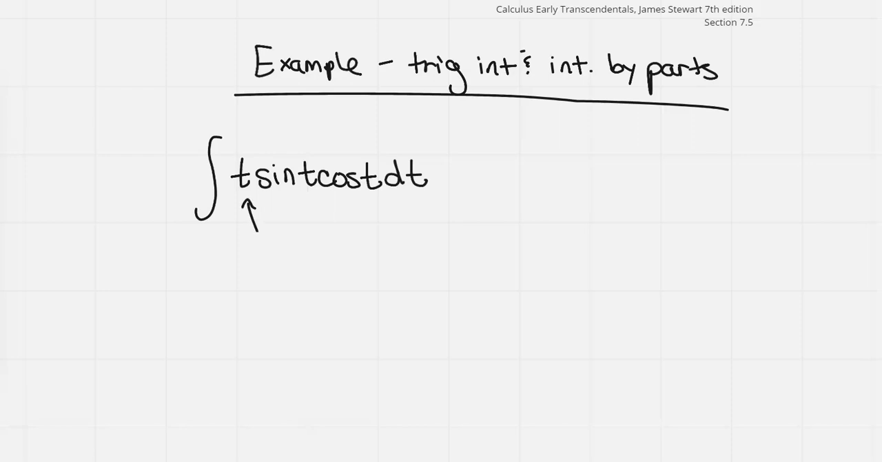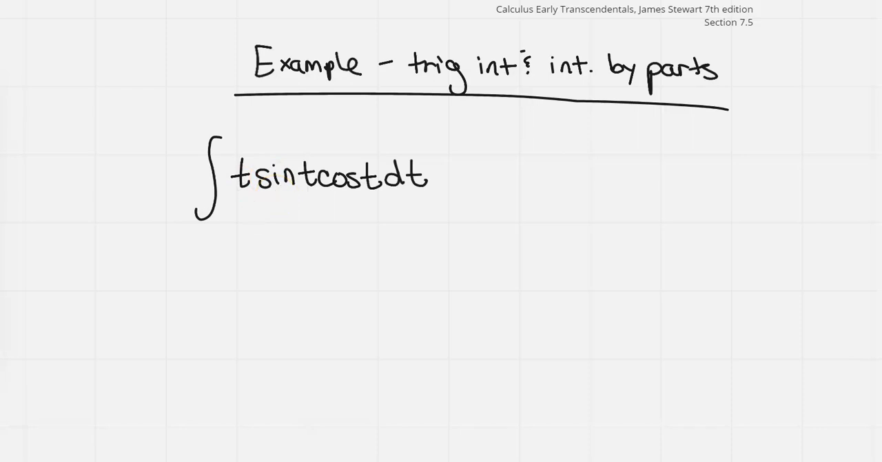If I try to do any u substitution, like I've done previously where I let u equal sine of t, and then I get a cosine t, this extra t in front is causing some issues. And so that's what makes me think, well, there's a product going on there I kind of want to break up. So I think integration by parts. So I'm going to go ahead and set that up.